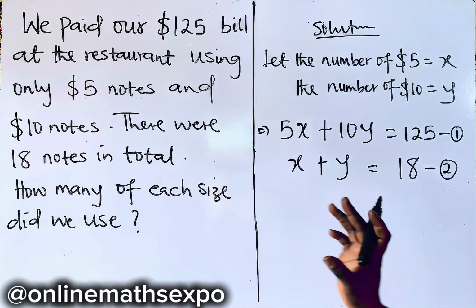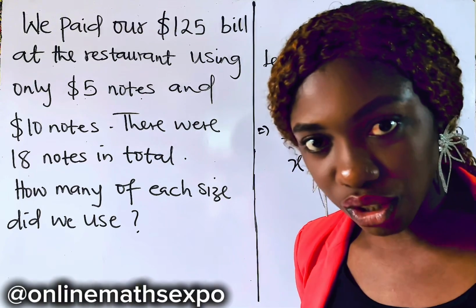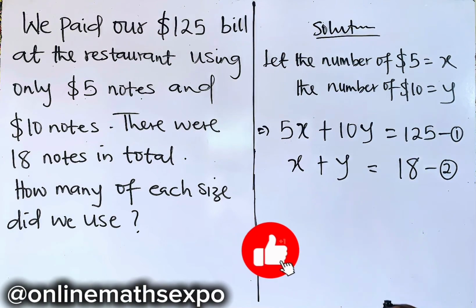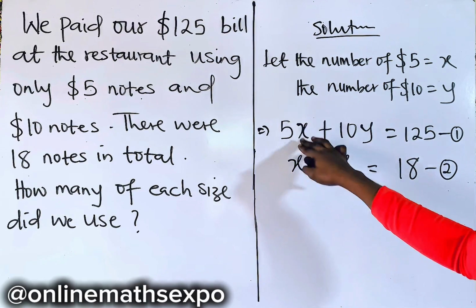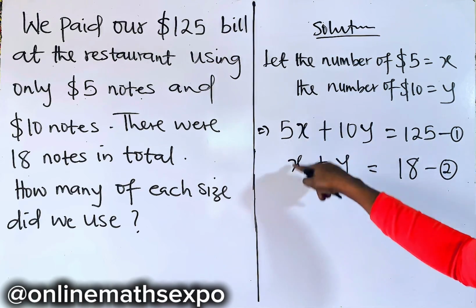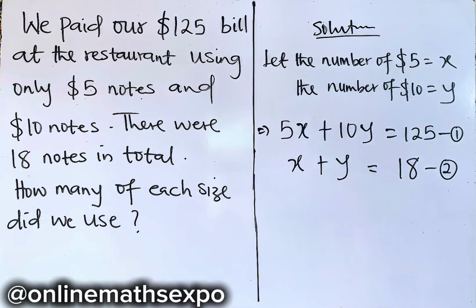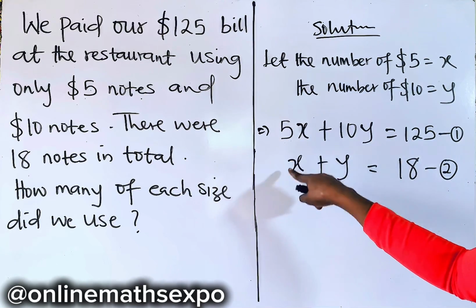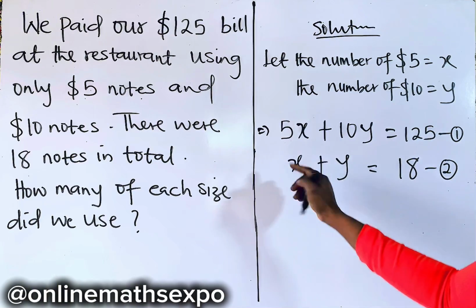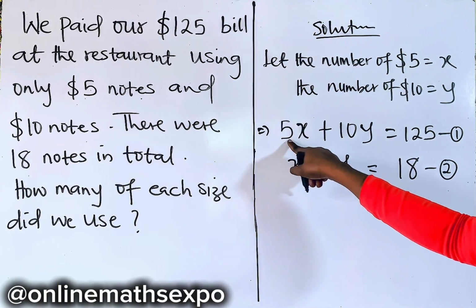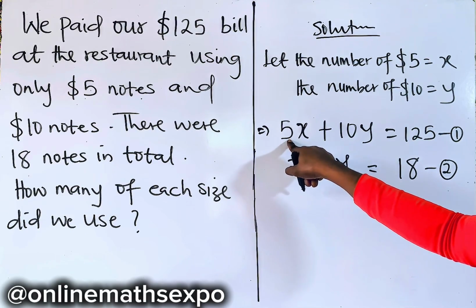We are going to solve this using our elimination method. So solving this simultaneously, if you are using elimination, we have to ensure that the coefficients of the variable we want to eliminate are the same. So let's eliminate X. To make them the same coefficient, we are going to multiply equation 2 by the coefficient of X in equation 1.